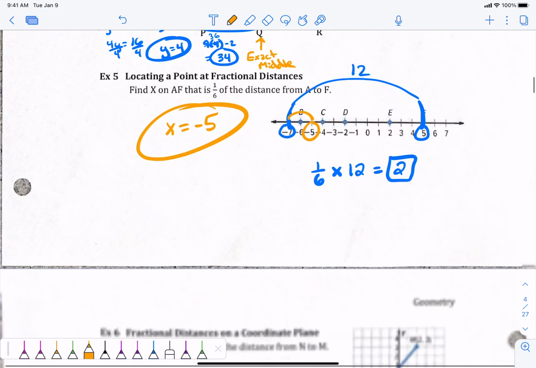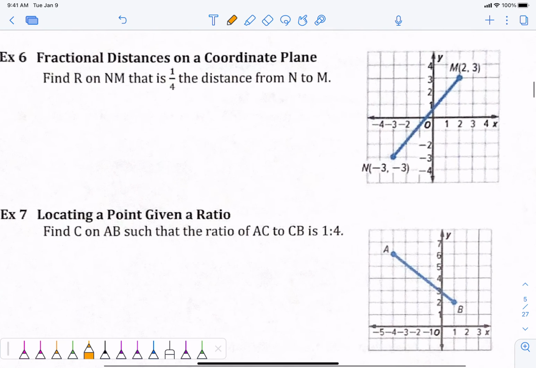Good. Okay, now backside. They kind of give us these two, which are going to be the hardest problems. Okay, all right, so here we go. And they're not really that hard. It says find R on NM. So we're doing the same thing again, except our line is slanted. Our line is slanted, so NM, here's the endpoints of N and M, and it says R is 1/4 of the distance from N to M, okay?